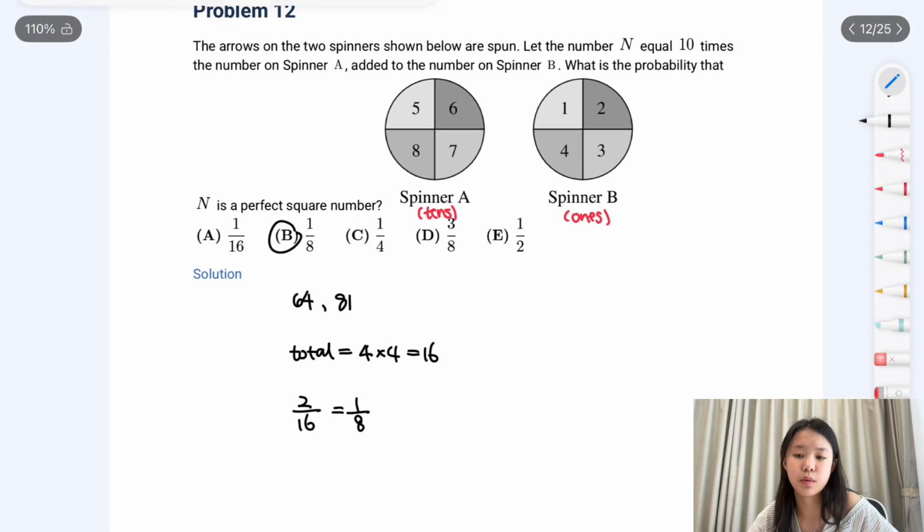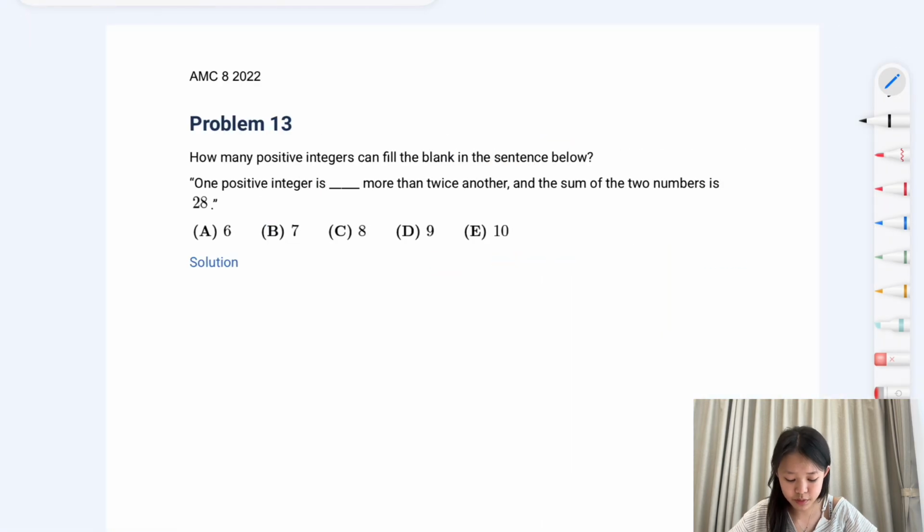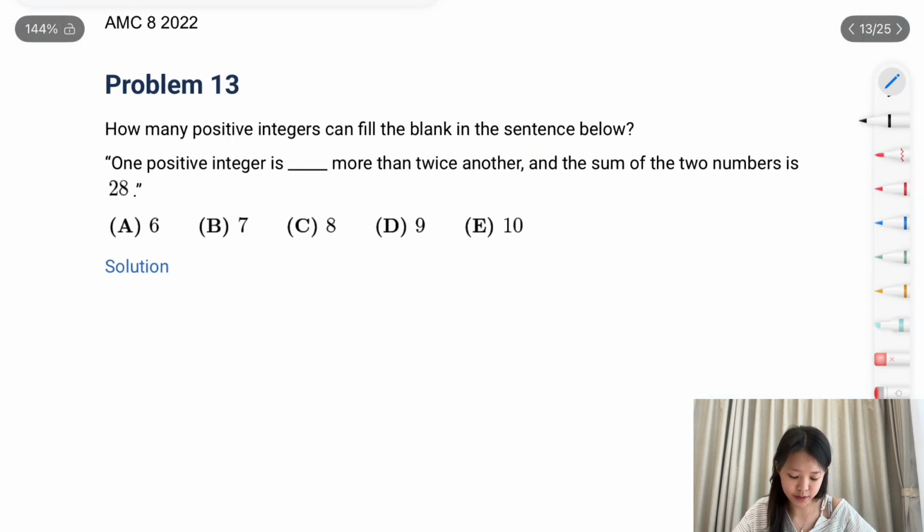This is just a probability problem where you find the total number of possibilities and then how many possibilities are favorable. Problem 13. How many positive integers can fill the blank in the sentence below? Where one positive integer is, let's say this is n more than twice another, and the sum of the 2 numbers is 28. So let's say that this positive integer is x.